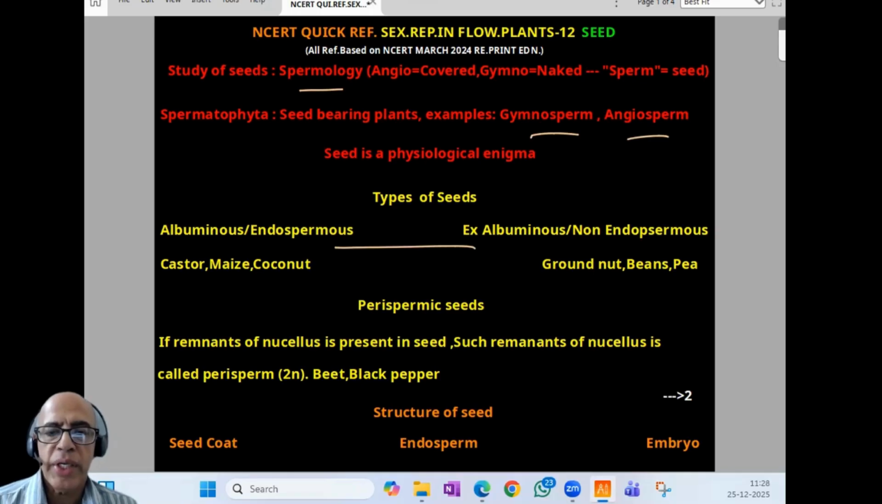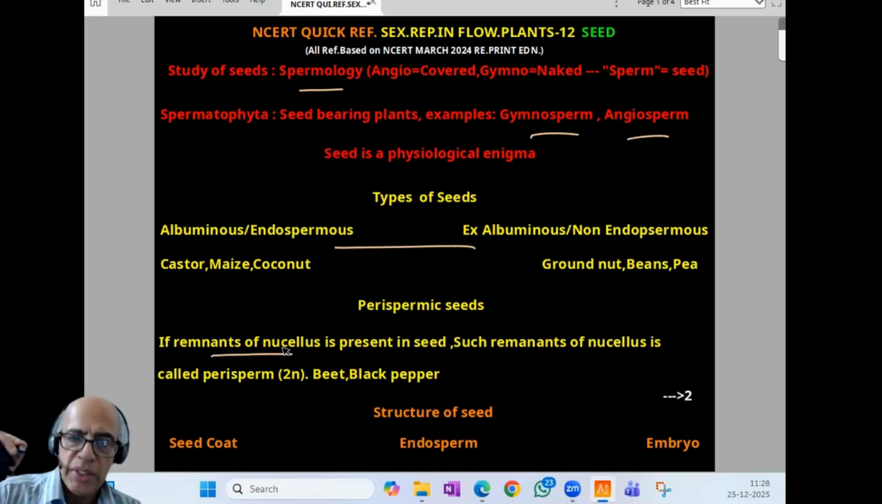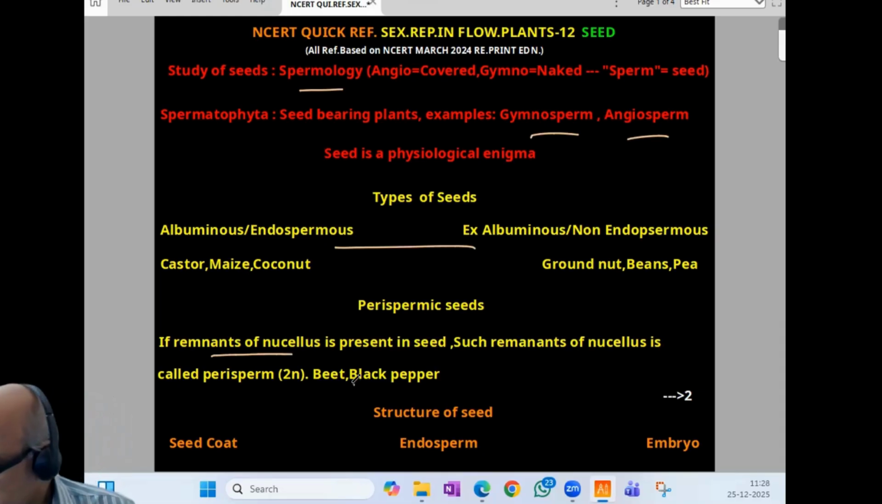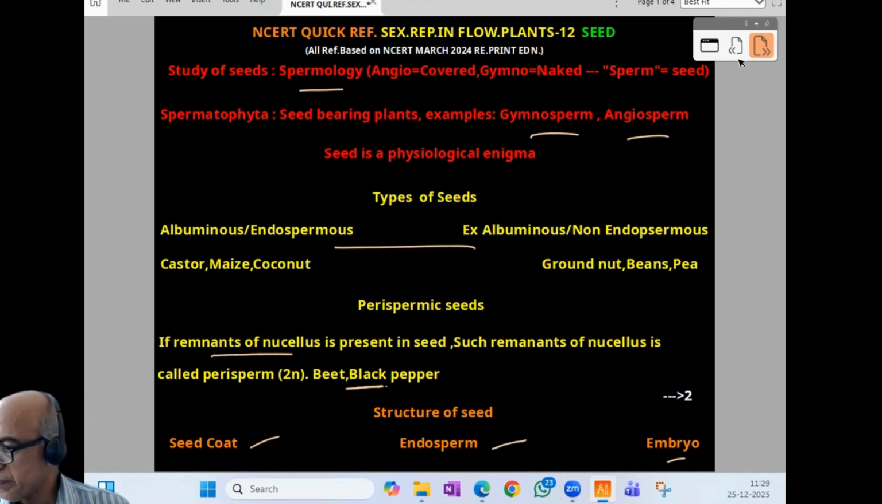Now perispermic seed. We should know what is meant by the term perisperm. If remnants of nucellus are present in the seed, such remnants of nucellus are called perisperm. It is diploid. Example is beet and black pepper, having perispermic seed, NCERT. Now structure of seed has 3 basic parts: seed coat, endosperm, embryo.